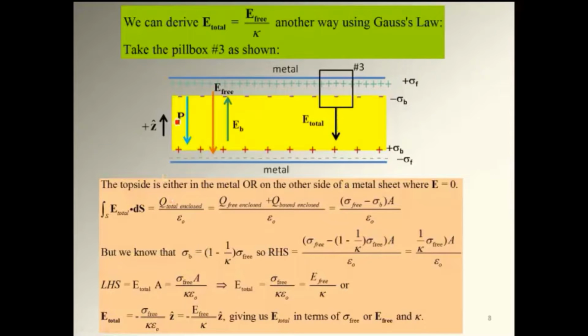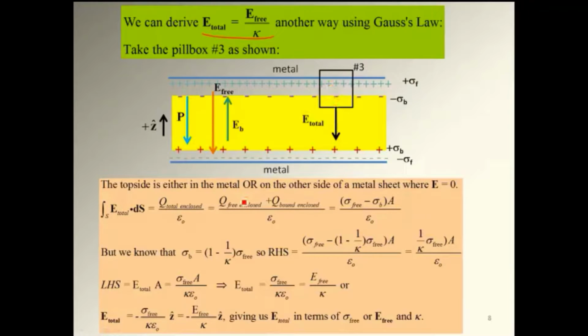We can derive this expression another way using Gauss's law. I'm going to do that by taking another pillbox, and I show it here as number 3, where the upper side is again in zero field, but now the lower side contains both the free charge density and the bound charge density on this particular surface. We can still use Gauss's law. Remember, we could use Gauss's law for the bound charge, we could use it for the free charge, or we can put the two together.